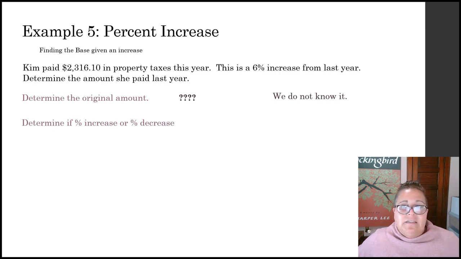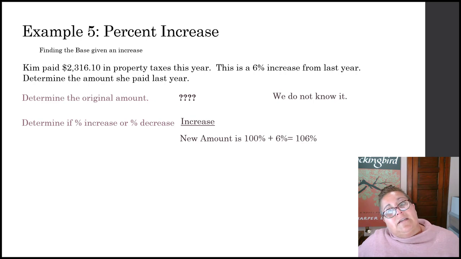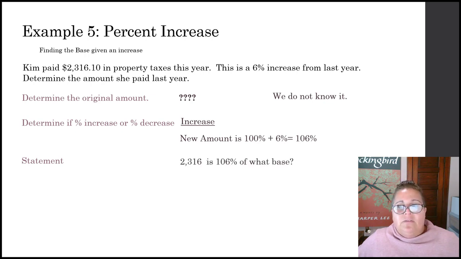So is this a percent increase or a percent decrease? Well, it says this is a 6% increase. So we know it's an increase. That means that the new amount is the old amount, 100% plus 6%, or 106%. So can we sum up our information? Our statement here is that the $2,316.10 is 106% of what base?